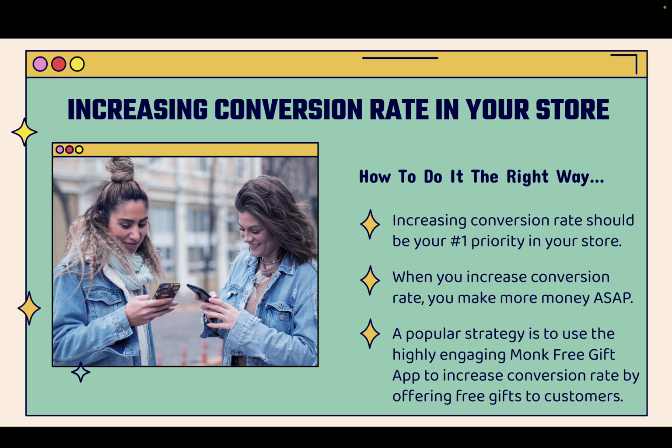And think of it this way: if you have 100 people that come to your website and 5 of them buy, that's a 5% conversion rate. But if you were able to take those 100 people and have 10 buy, that would be a higher conversion rate, a 10% conversion rate. You'd make a lot more money, a lot more sales. And a really popular strategy right now is to use the highly engaging Monk free gift app to increase conversion rate by offering free gifts to your customers.